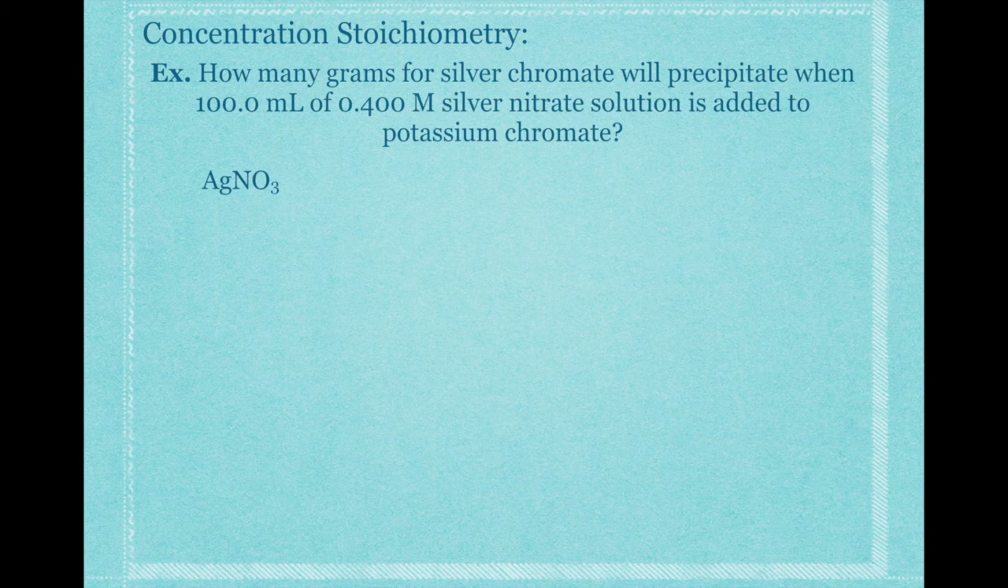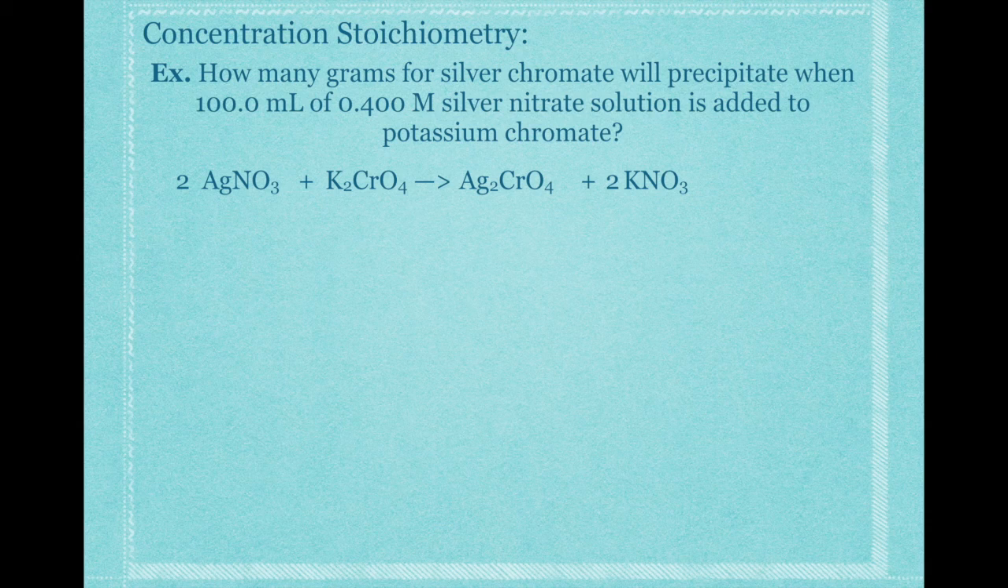So I've got silver nitrate reacting with potassium chromate, and it's going to produce, remember this is a double replacement reaction, so silver will go with chromate and potassium with nitrate. So it's going to be silver chromate and potassium nitrate. Then I've got to balance. I'm going to put a 2 and a 2. Now I can actually solve this problem.